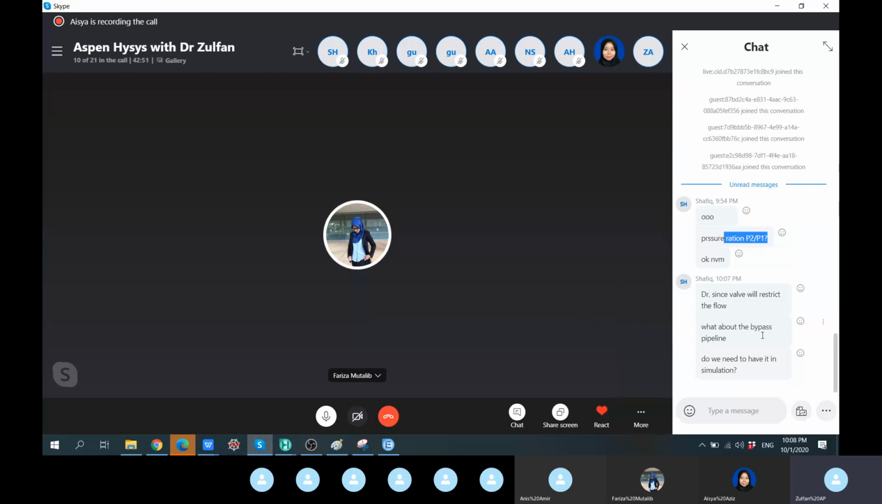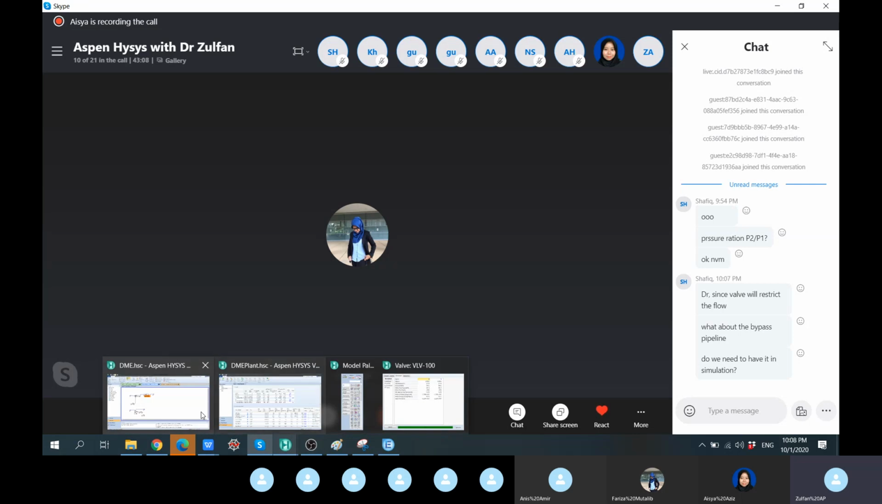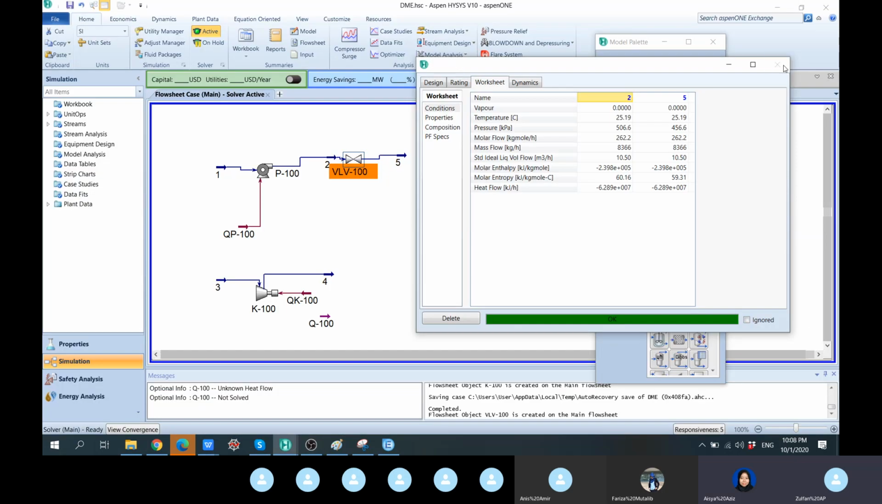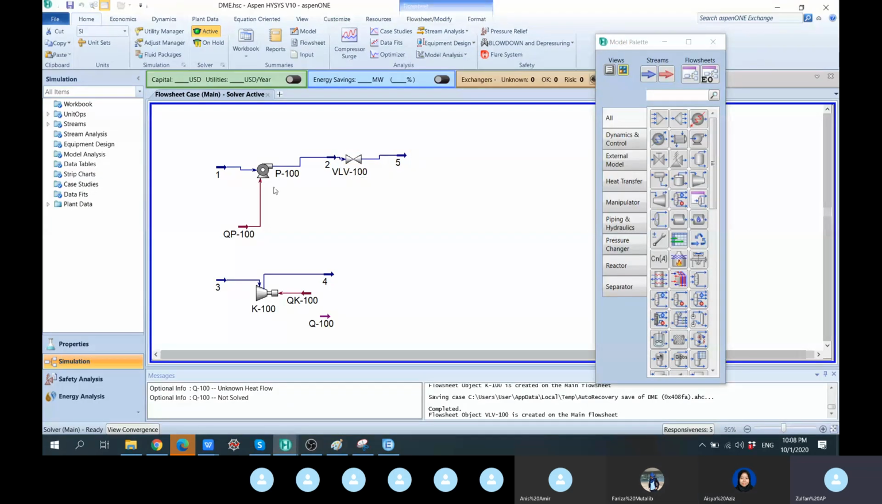Do we need to have a bypass pipeline in the simulation? It depends. What do you want to simulate? Whether you need to have it or not depends on what you want to simulate. In this case, we just want to simulate the use of a pump and the valve.